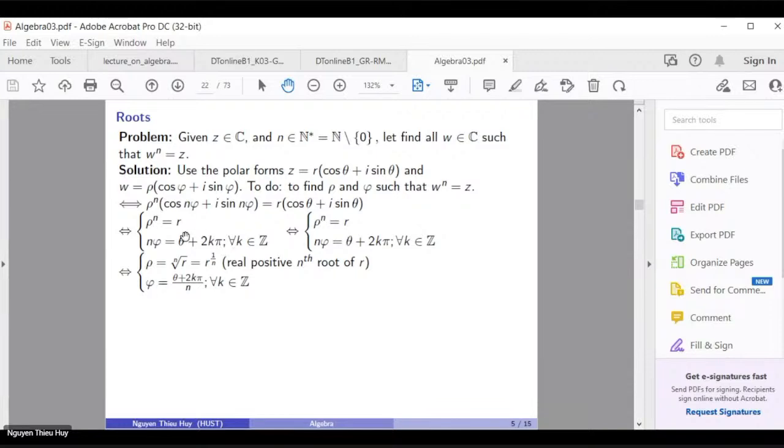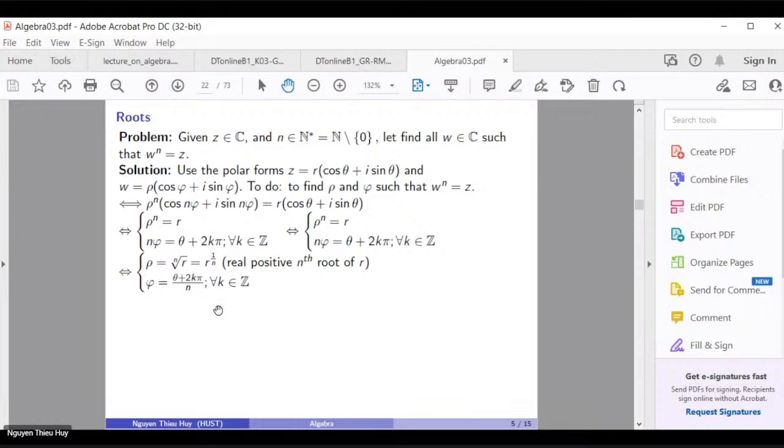So actually now rho and r are positive numbers, right? Therefore we just take the real positive root. So we have rho equal to the n-th root, a real positive n-th root of r. I just write r to the power 1 over n. And then we have phi equal to theta plus 2k pi over n, where k runs over the set of integers z.